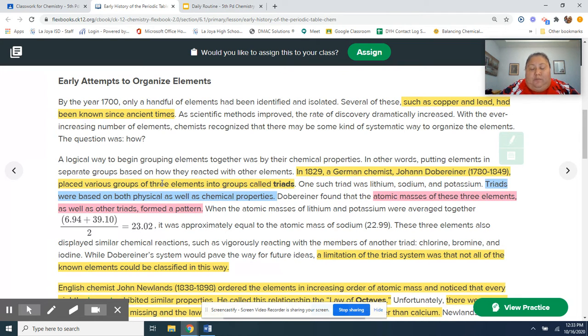What particular pattern? Well, when the atomic masses of lithium and potassium were averaged together, 6.94 plus 39.10 divided by 2, it equaled 23.2, which was approximately equal to the atomic mass of sodium, 22.99. These three elements also displayed similar chemical reactions, such as vigorously reacting with members of another triad, chlorine, bromine, and iodine. Now, those elements, that's like group 1 with group 17.